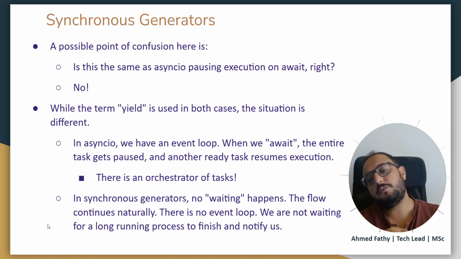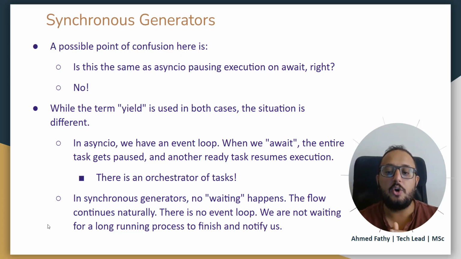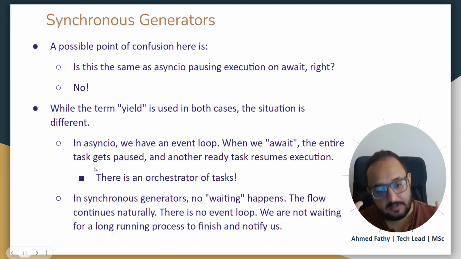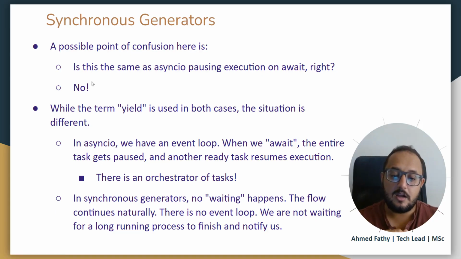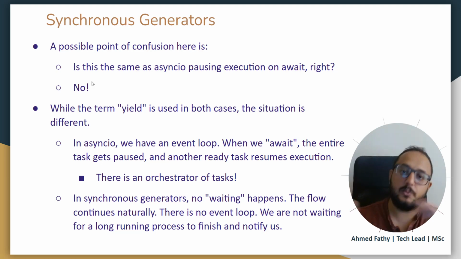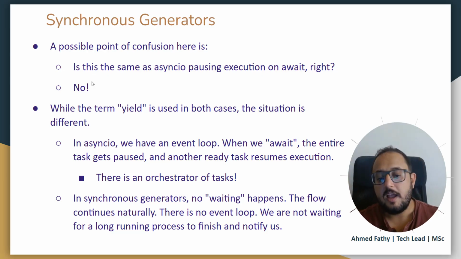So a possible point of confusion here is: is this the same as async execution with await? The answer is no. This really doesn't have anything to do with async. I mean, the term yield is used in both cases, that's true, but the situation is really different. In async we have an event loop. When we use await, the entire task gets paused if we have some internal yield, right? And another ready task resumes execution.